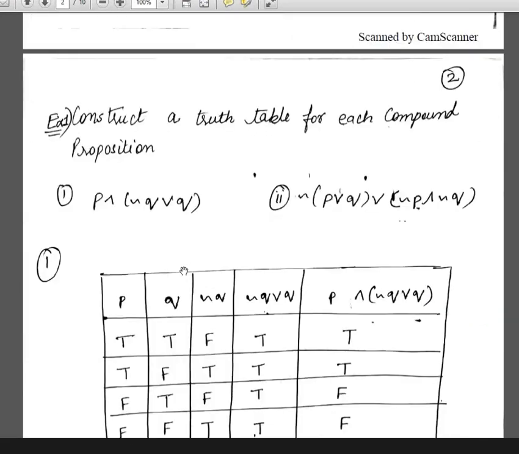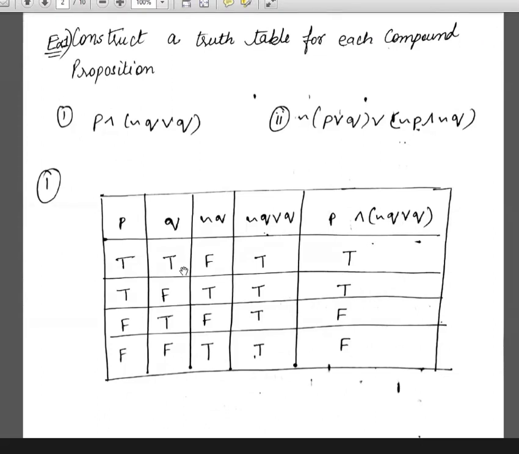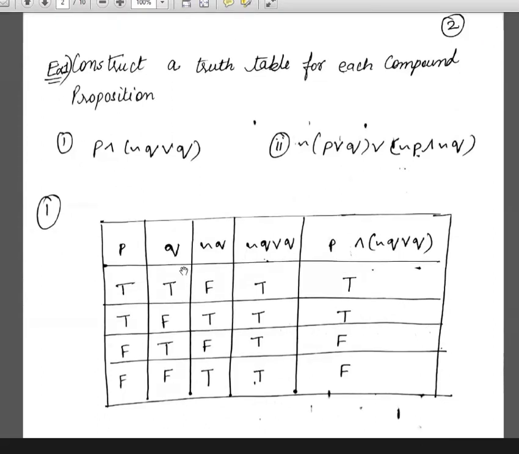Now, this is the question. First, you need to listen carefully. First I will discuss conjunction, disjunction, and negation with you. After giving you examples on them, I will discuss the conditional truth table, then the biconditional. So, how to construct a truth table for each compound statement.